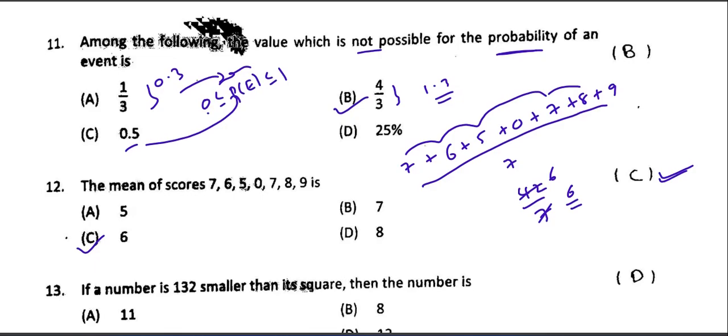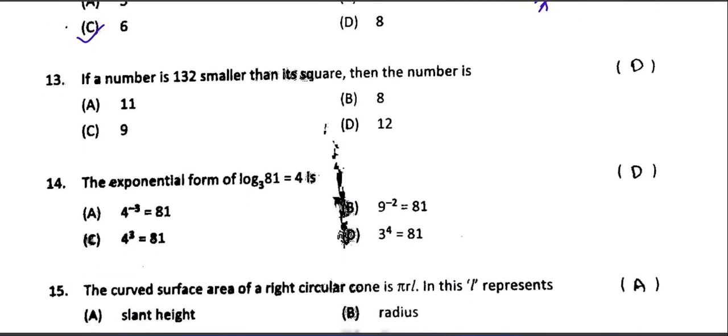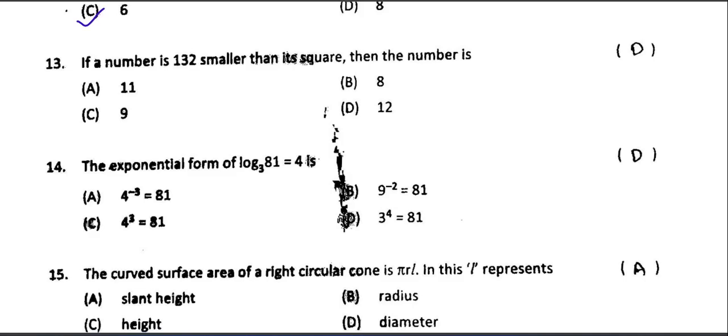Next, if a number is 132 smaller than its square, so the number we take, when squared, should be 132 smaller than it. So take 11, 11 square is 121, but this is big. So option A is wrong. 8 square is 64, this is also small. 9 square is 81, this also small. Now see 12 square, 144. So 144, 132. So 132 is smaller than 144. So option D is the correct answer.